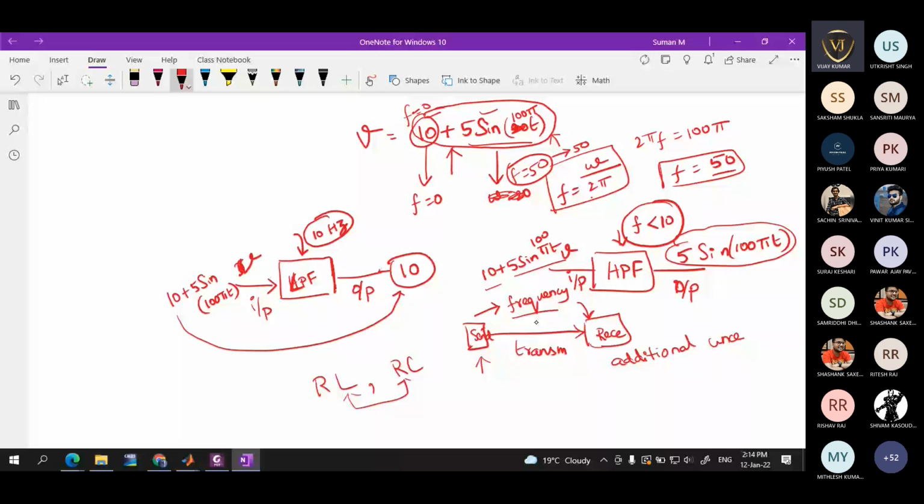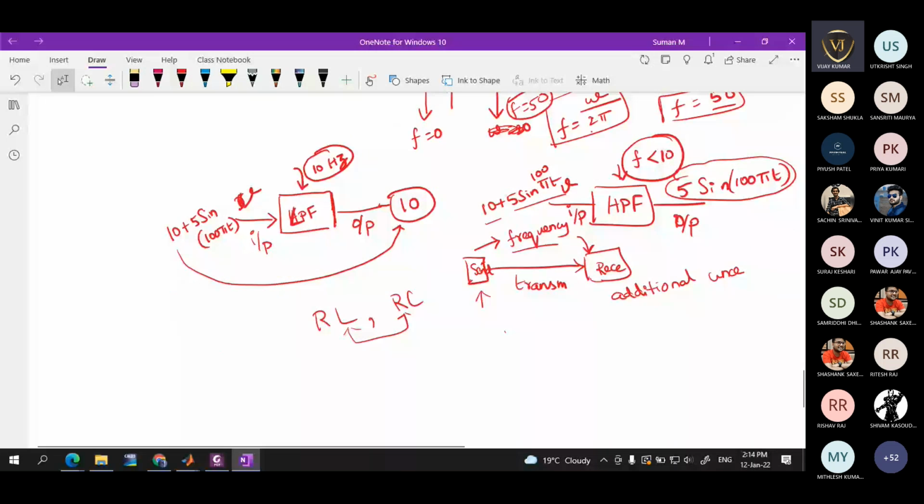Then there is one more thing, that is the RLC component. That RLC component can be used as a band pass and band stop filter. Band pass and band stop filter. You may have heard of this. Of course, you would have studied it in your electronics subject somewhere.